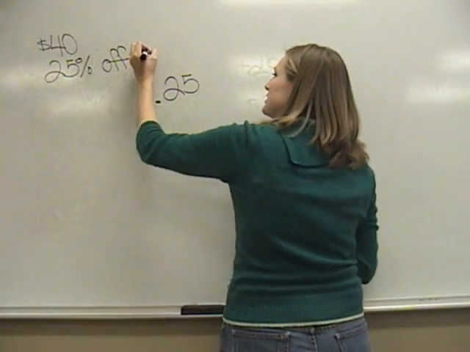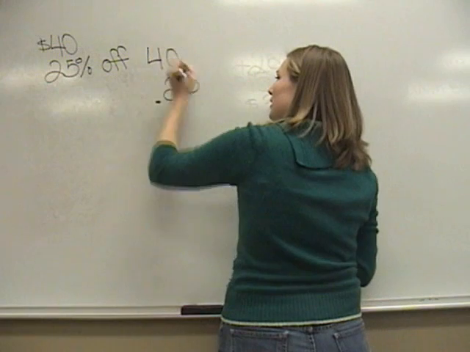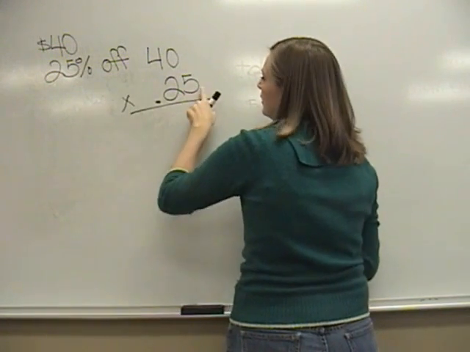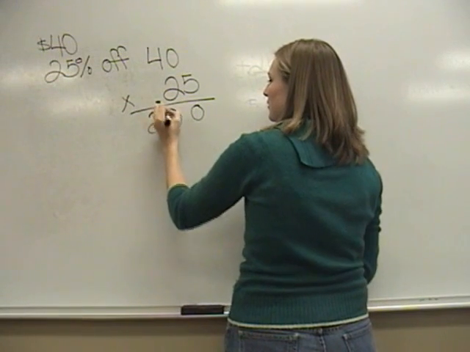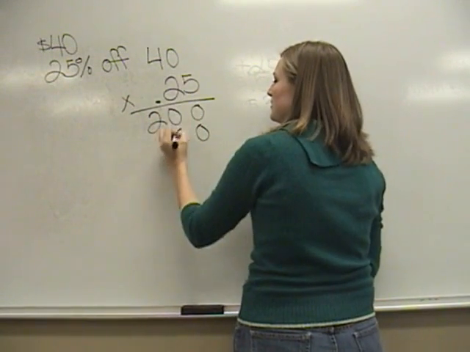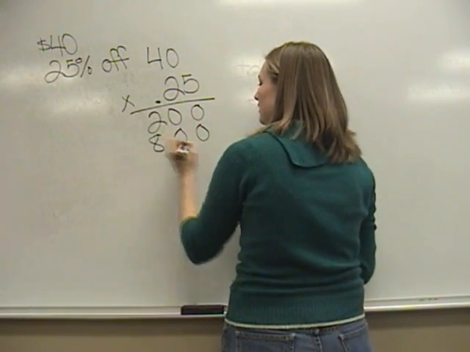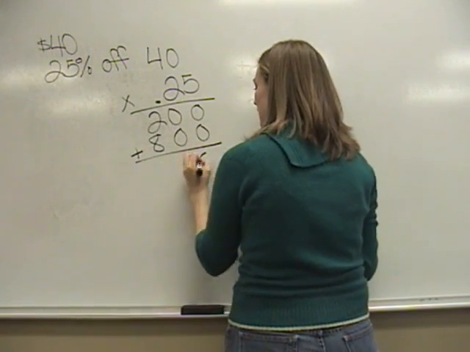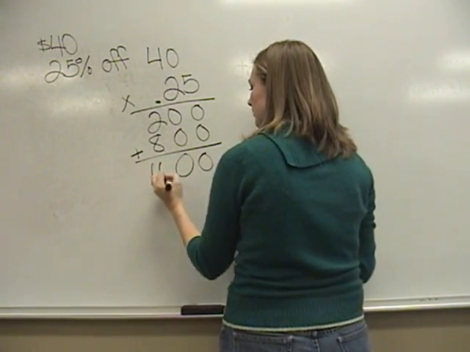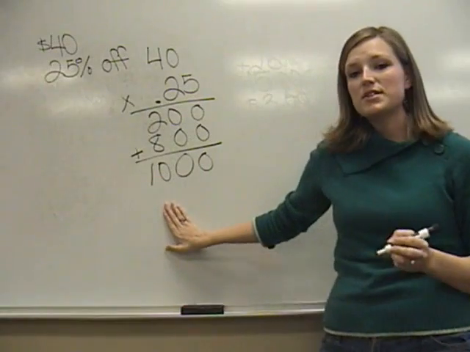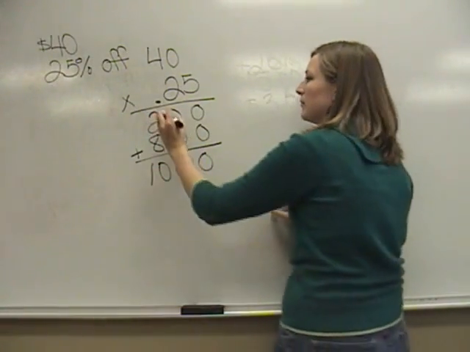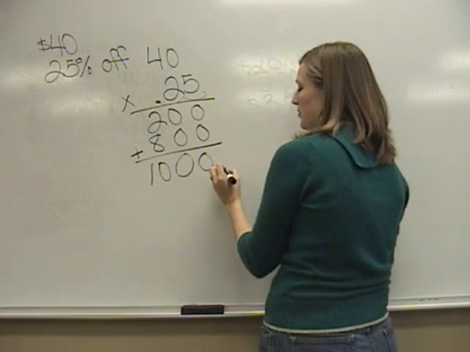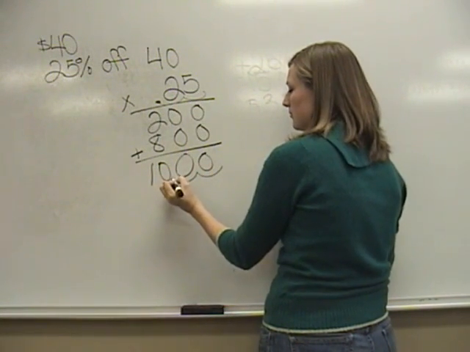Now I'm going to multiply this by my original number. 5 times 0 is 0. 5 times 4 is 20. 2 times 0 is 0. 2 times 4 is 8. Add that together. Now again, my answer is not 1,000. If I have a decimal in my problem, I have to have one in my answer. So I'm going to move it 2 times.